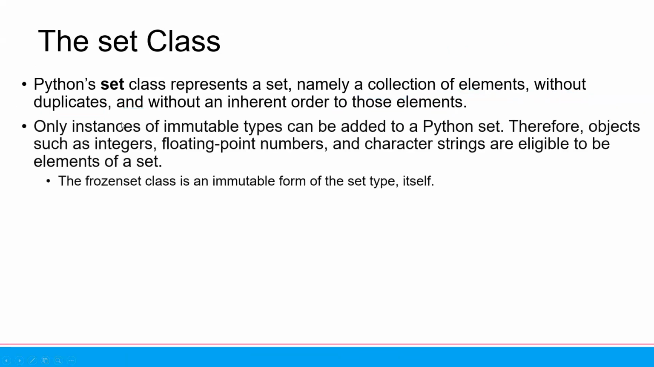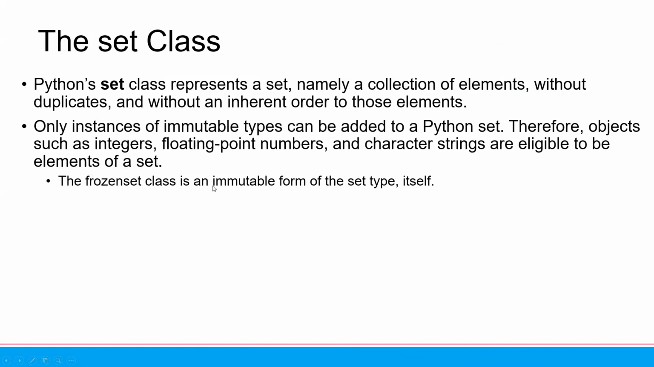Only instances of immutable types can be added to a Python set. Okay, you know the immutable types. It can be a float, it can be a string. Therefore, objects such as integer, floating point number, and character strings are eligible to be the element of a set.